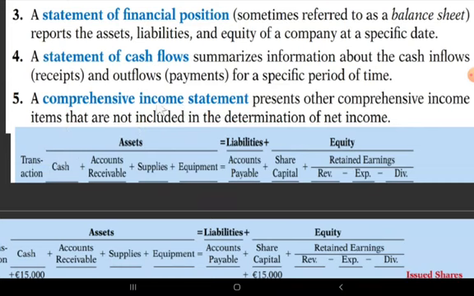Comprehensive income presents other comprehensive income items that are not included in the determination of net income. Net income is an important number, always remember that. Revenue minus expenses always results in net income. If our revenue is greater than expenses, the result is net income. But if our revenue is less than expenses, our result is a net loss.